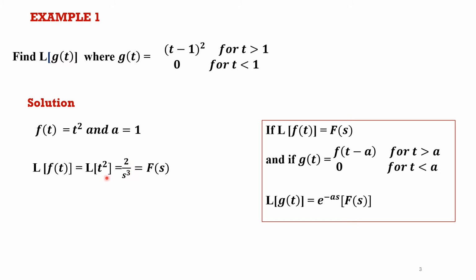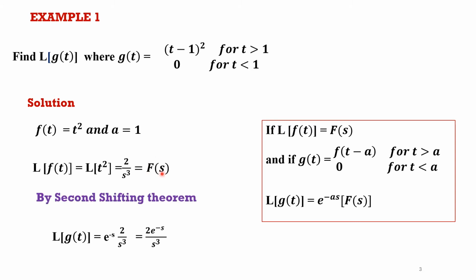So 2 upon L of t square is 2 upon s cube. Now 2 upon s cube is f of s. So from the second shifting theorem, I can write L of g of t is equal to e raised to minus as. Here a is equal to 1, so e raised to minus s into f of s. F of s is 2 by s cube, so it is 2 e raised to minus s upon s cube.